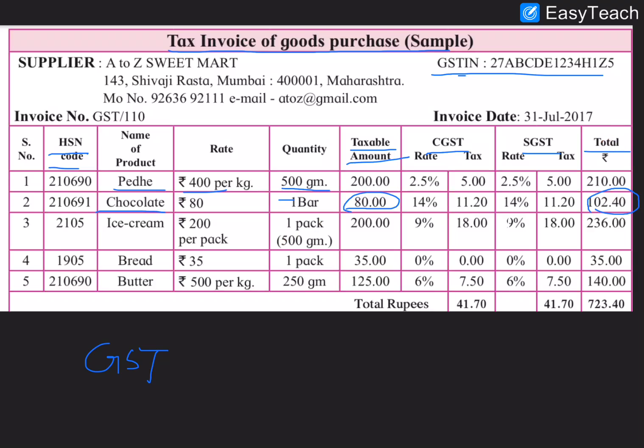So I think you have understood. And the total of all of these is 723.40. So this much amount we pay including the GST. The total amount to be paid is 723 rupees. How much of this do we pay as GST? 41 plus 41, that is 82 point something, about 83 rupees we pay as GST on this much of items. Now let us solve a problem.